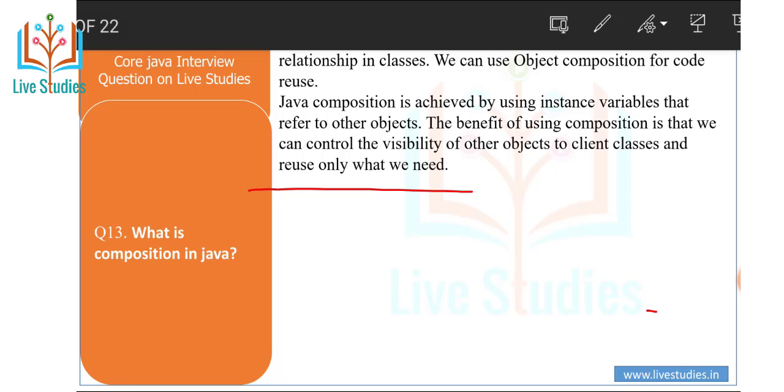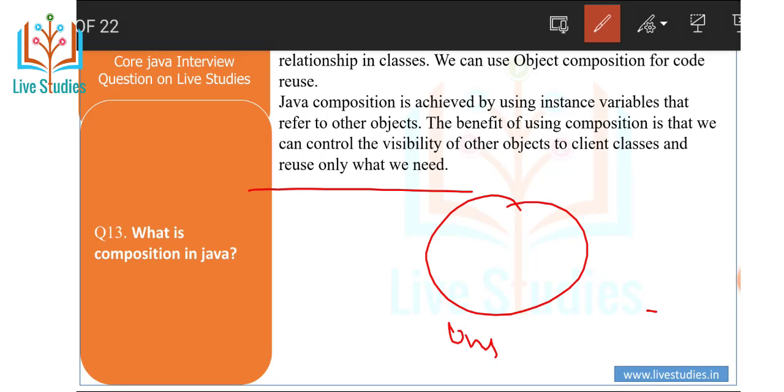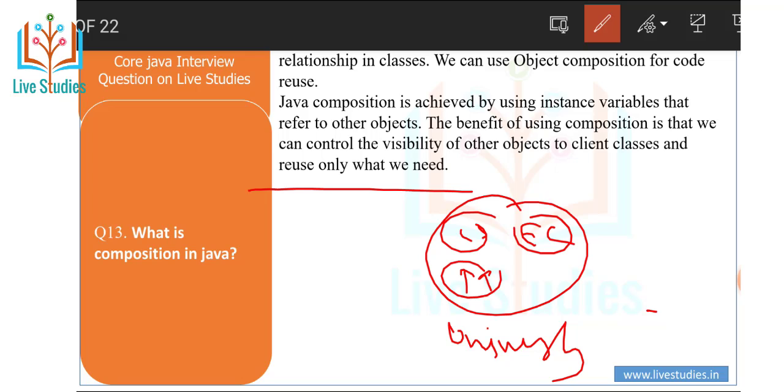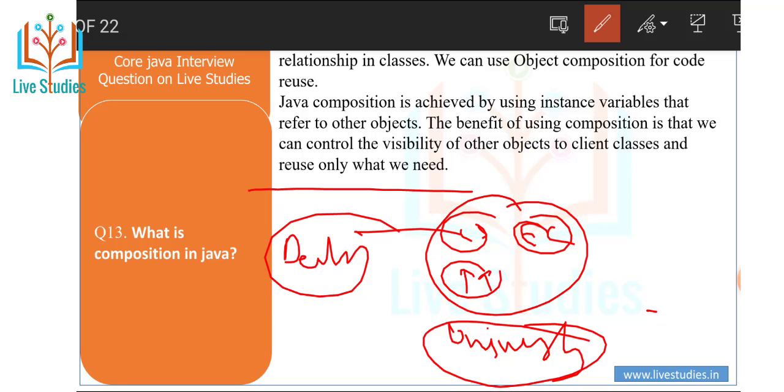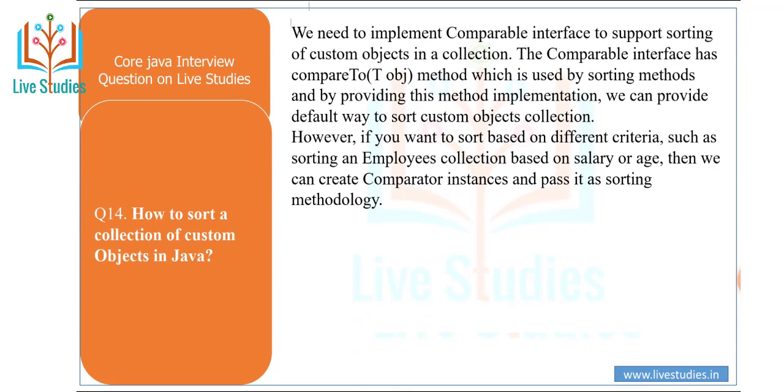Suppose a university, with CS, ECE, ME departments. Suppose the university is destroyed, is it possible for the department to exist? No, that's why it is composition.